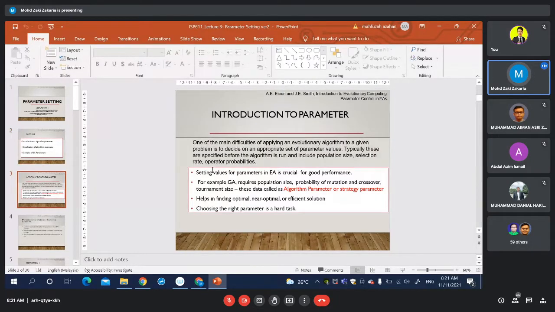Okay, the introduction. One of the main difficulties of applying EA to a given problem is to decide appropriate parameter values. Okay, to determine parameter values. Typically, these are specified before the algorithm is run. Then, for example, parameters are population size, selection rate, operator, probabilities of mutation, and so on.